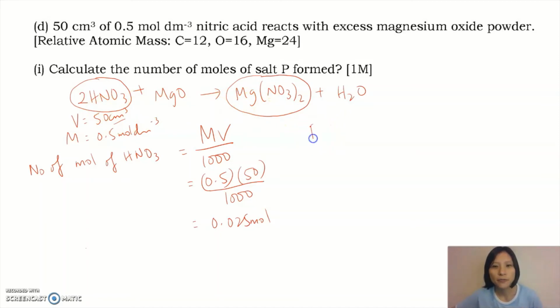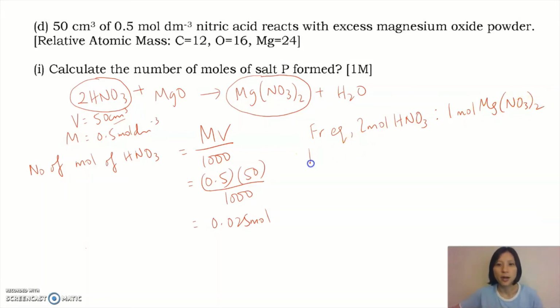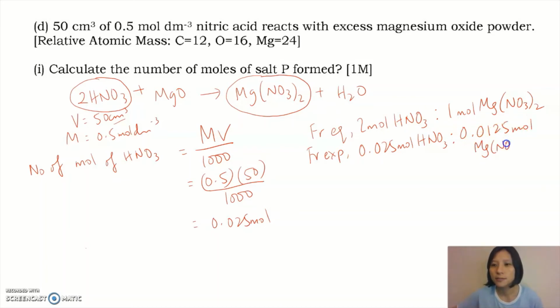Step 2 is to compare from the equation. You can see that 2 moles of nitric acid ratio with 1 mole of magnesium nitrate. From our calculation, we have 0.025 mole of nitric acid. If 2 becomes 1, then 0.025 will become 0.0125 mole of magnesium nitrate. 2 becoming 1 is half, so half of 0.025 is 0.0125 mole. That is the number of moles of salt P formed. Let's look at the next question now.